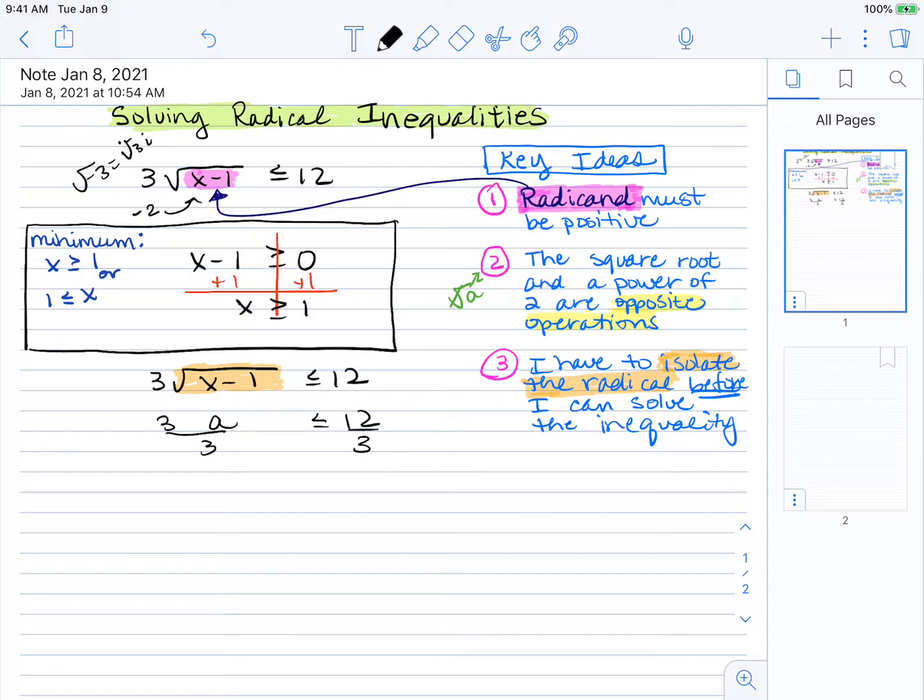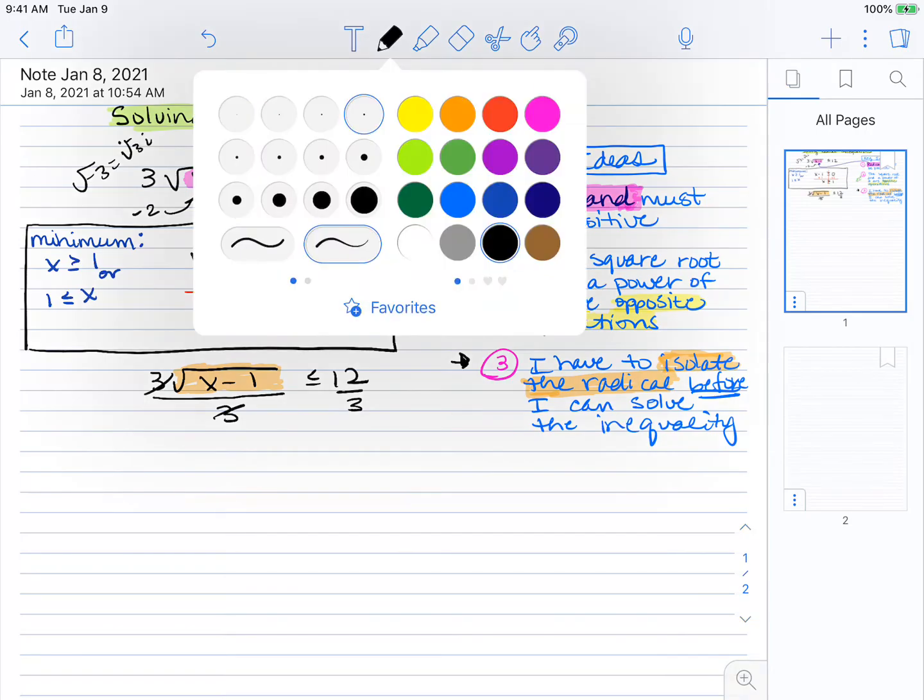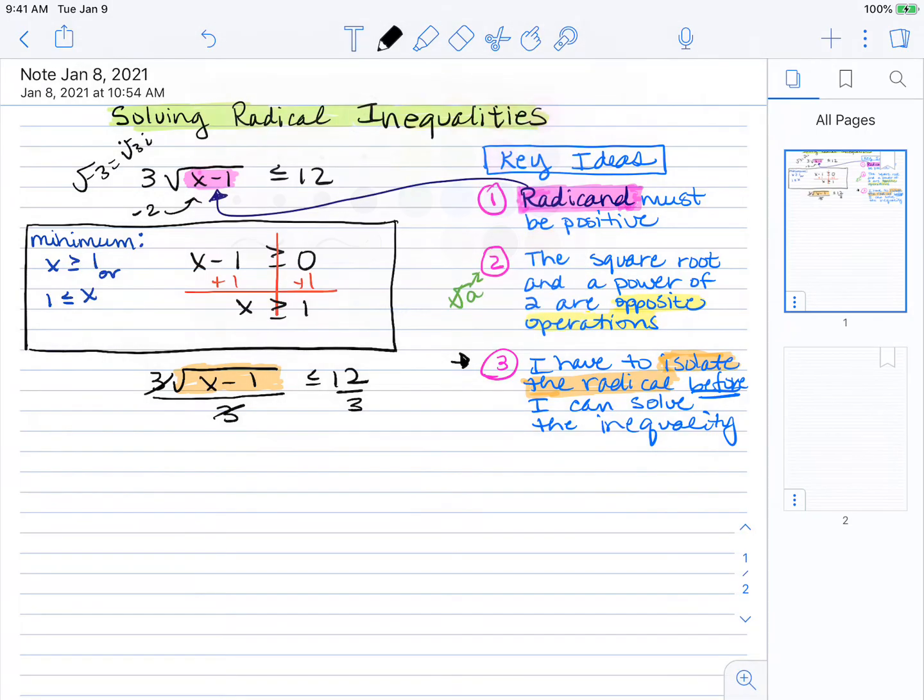I would isolate it. So I'm going to erase that part. I'm going to treat it just like it's a variable and go, I'm going to divide by 3 on both sides, and that's going to isolate my variable. So that's this step right here, isolating my variable or my radical first. So I'm going to write this down as radical x minus 1 is less than or equal to 4.